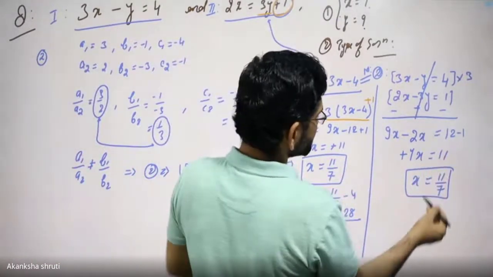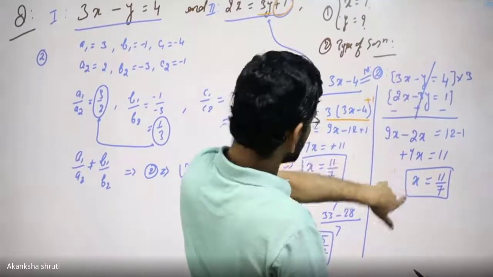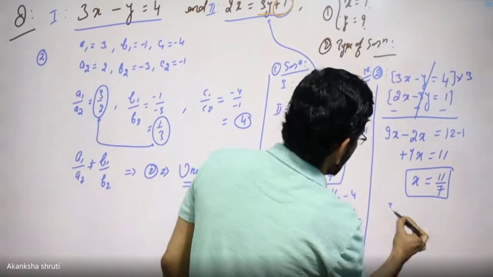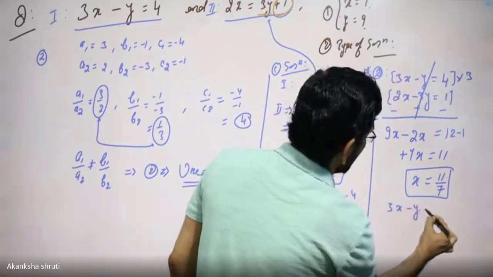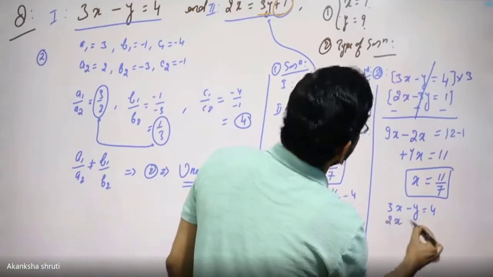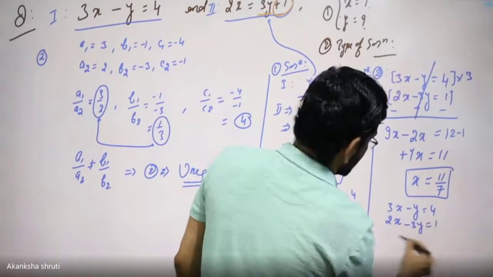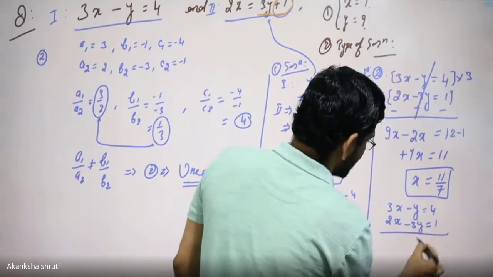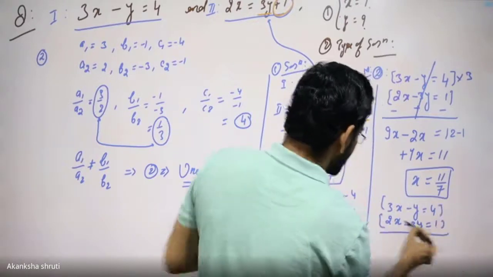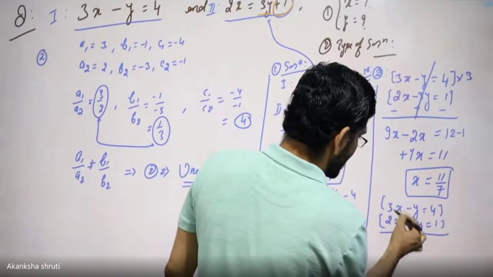Another, for getting the y, we can apply the same approach or we can go for the substitution. Let me apply the same approach. Student, 3x minus y is equals to 4 is here, and 2x minus 3y is equals to 1 is here. Student, now we want to cancel this x here. Means remove this x. So first equation is 3 and here it is 2.